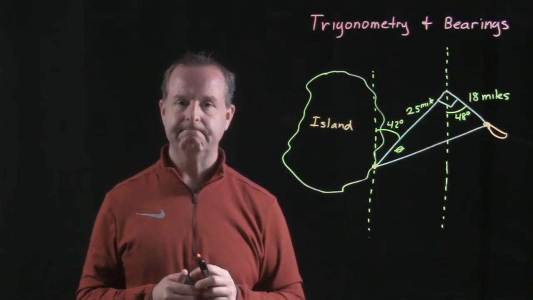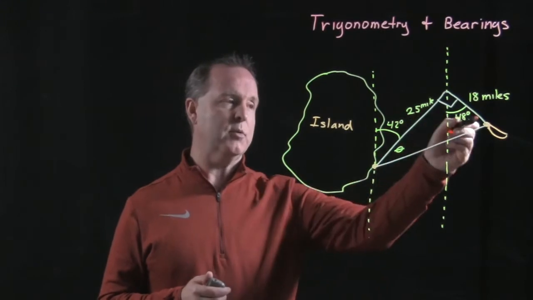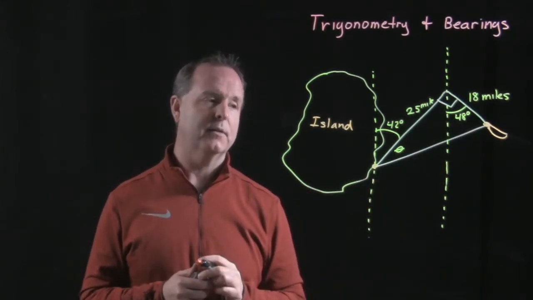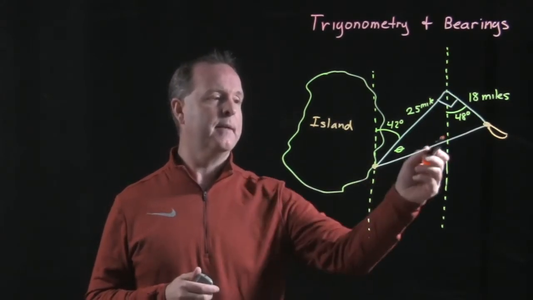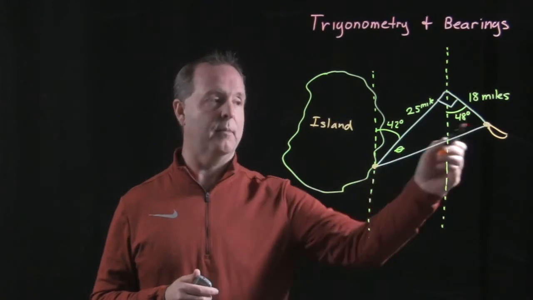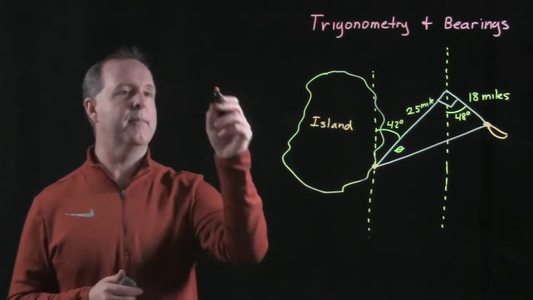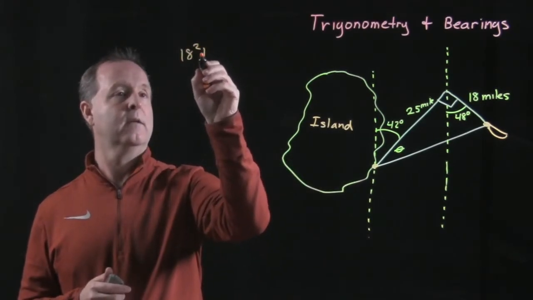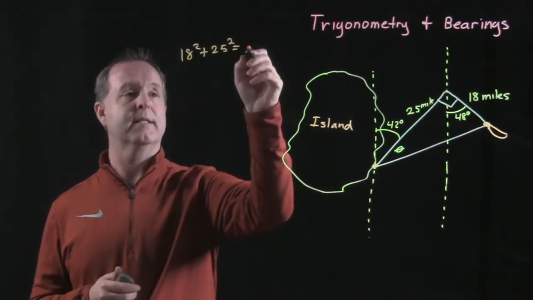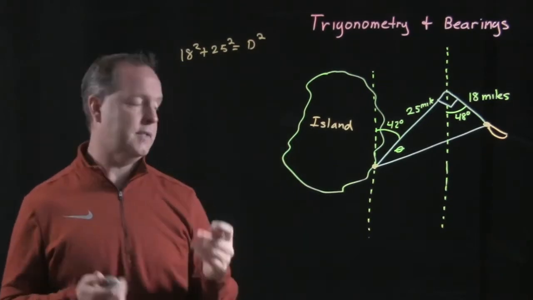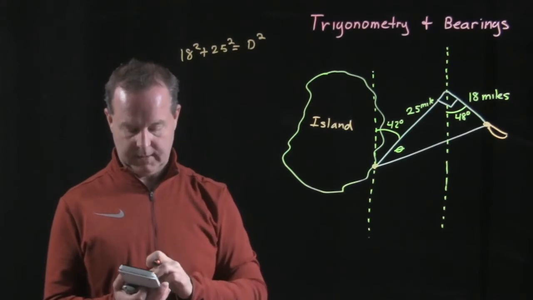What do we do? First of all, we want to recognize whether there is a right triangle involved. Based on the description we were given, it is a right triangle. So a right triangle allows us to use some right triangle trigonometry. The first thing I want to find out is the distance from the harbor to the boat. That's the hypotenuse of this triangle. So I have 18 squared plus 25 squared equals the hypotenuse, or the distance, squared. Let's go ahead and use the calculator to figure out what that is.